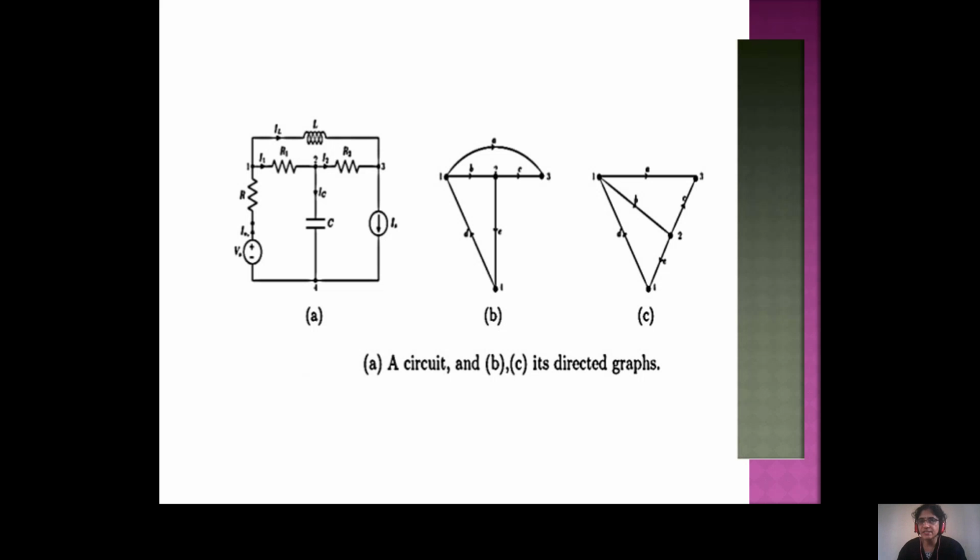So first, A is the circuit. Next, B, you have to convert it into the form of a graph. And C, we have to assume the directions. There are only 5 branches, and the nodes are 1, 2, 3 and 4. Like that, this is the directed graph. You have to assume the directions.